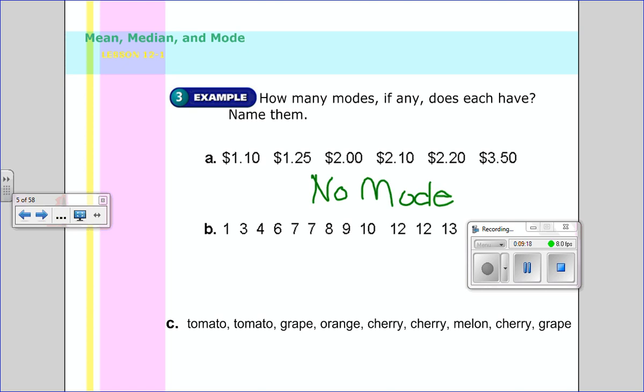All right, so for B, I see 7 occurs twice, as does 12. So here we have 2 modes, a 7 and 12. And then C, we have tomato, tomato, grape, orange, cherry, cherry, melon, cherry, grape.